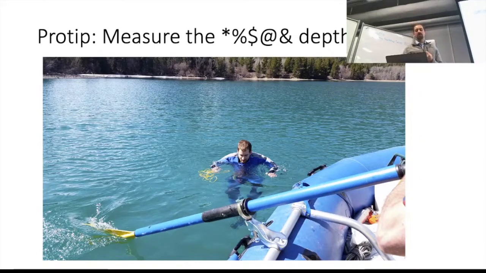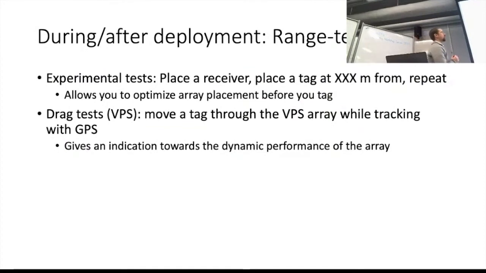Okay, so now you've deployed your gear, you measured the depth, everything is out nicely, but let's bring it back to this idea of how well this array is working. So this gets back to the idea of range testing. There's a few different ways to do this. Experimental tests: you have a receiver, you can measure out set distances from it, you can put tags there, leave them out for a while, and just see how many detections you are getting.